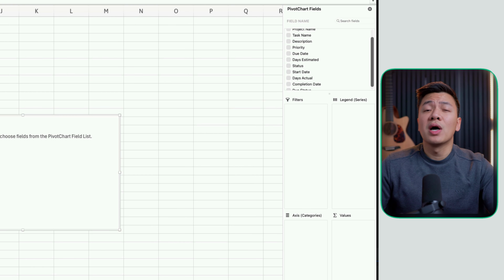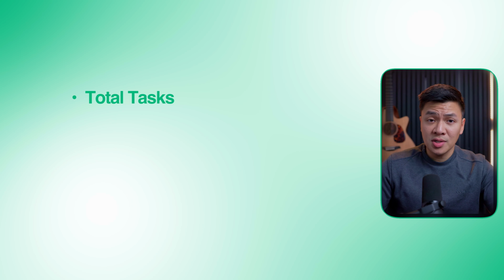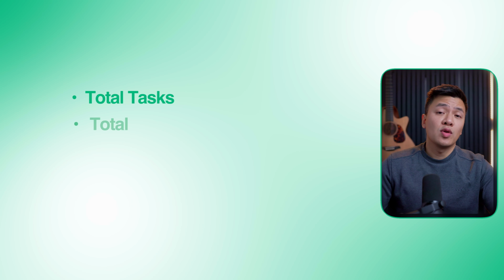For each project, we want to know the following: total tasks, total completed tasks, total in progress tasks, and total tasks that we have not yet started. To accomplish this, drag the project name into the Axis area. Now for counting the total completed, in progress, or not started tasks, we need to approach it differently. Pivot tables are great at summarizing numbers, but they work best with numbers, not text. Status values like completed, in progress, not started are text, not numbers.